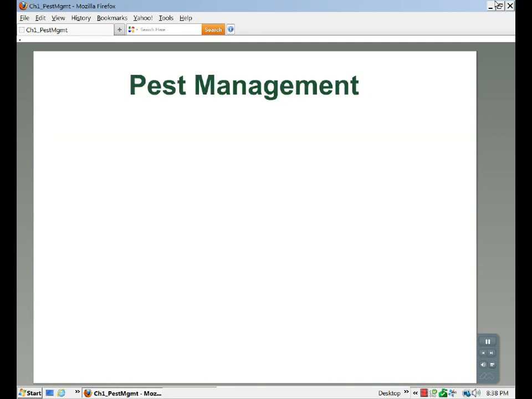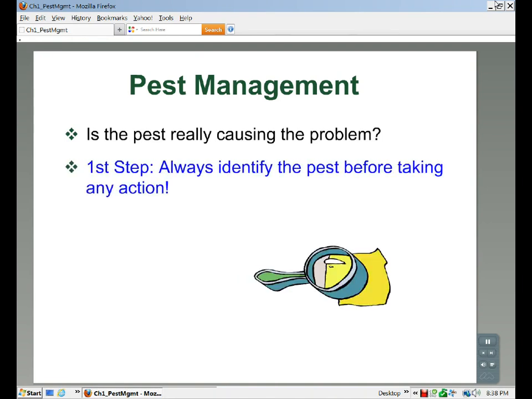Let's talk about the principles of pest management now. In the old days, pest management may have meant simply using a pesticide to kill a pest. Due to the economics, environmental concerns, and regulations, pest management today involves a decision-making process and a carefully planned management approach. The first step in any pest management program is making sure you have properly identified the pest.